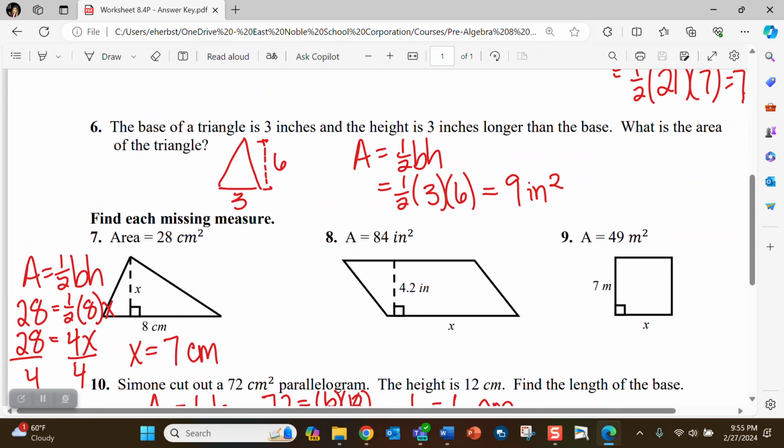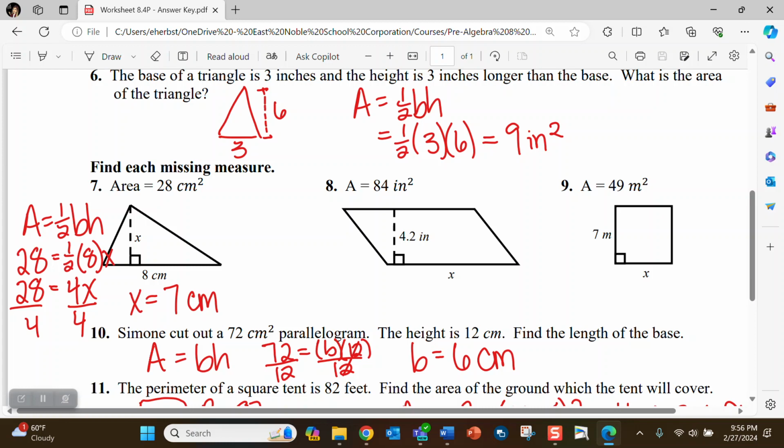Number 7, area of a triangle, 1/2 base times height. Here we're given the area and asked to find the missing measure, which in this image is the height of the triangle. So I went ahead and substituted 8 in for the base, and I called the height x. Simplifying on the right hand side, 1/2 times 8 is 4. So we have 28 equals 4x, and then you can see dividing by 4 on both sides, and we get x equals 7 centimeters. Our units are not squared here because we're actually finding one of the lengths in the triangle.